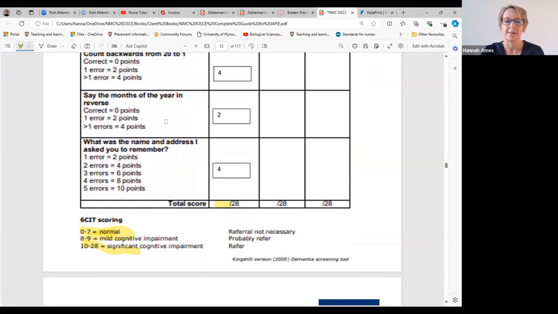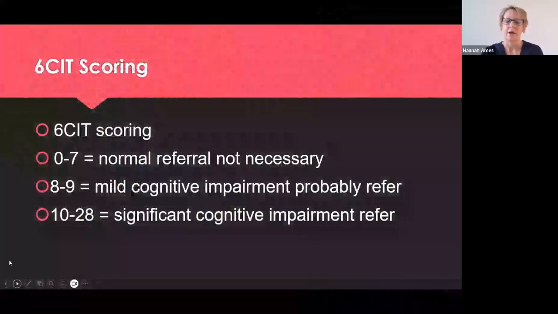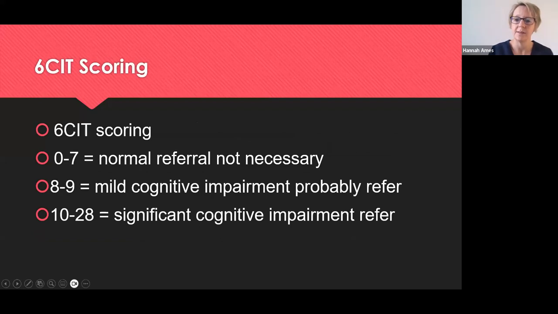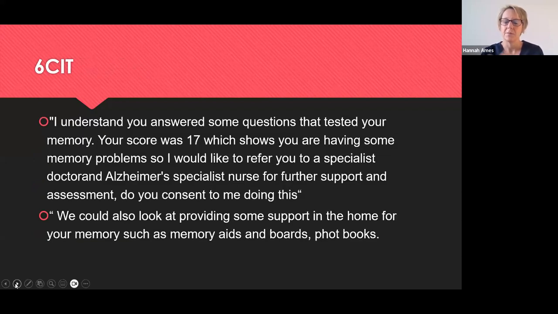So I'm going to go back to the slides just to explain that. A score of 0 to 7 is normal and there's no referral needed. A score of 8 to 9 is mild cognitive impairment, and we should most probably be referring to a specialist consultant, Alzheimer's specialist nurse, and things such as memory clinics, for example. And 10 to 28 is a significant cognitive impairment, and again we should be referring to the appropriate specialists as well. So once you've completed your 6CIT, I would recommend that you discuss that with your patient next.